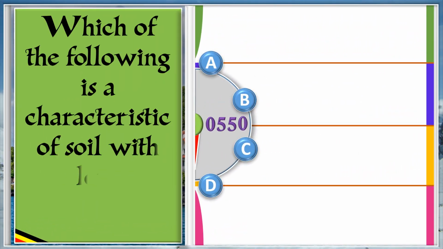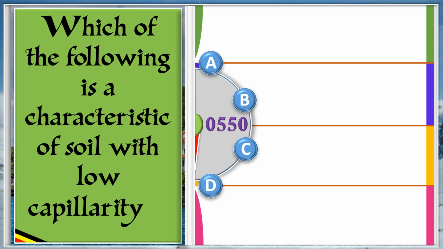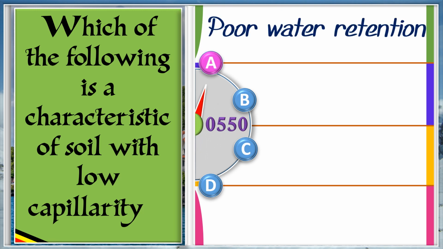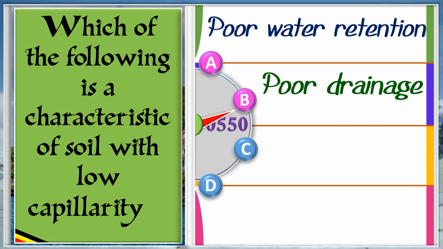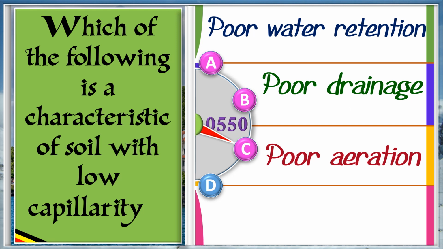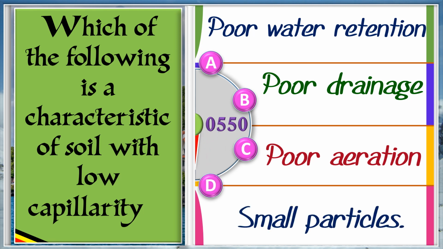Which of the following is a characteristic of soil with low capillarity? A. Poor water retention. B. Poor drainage. C. Poor aeration. D. Small particles. And the answer is A. Poor water retention.